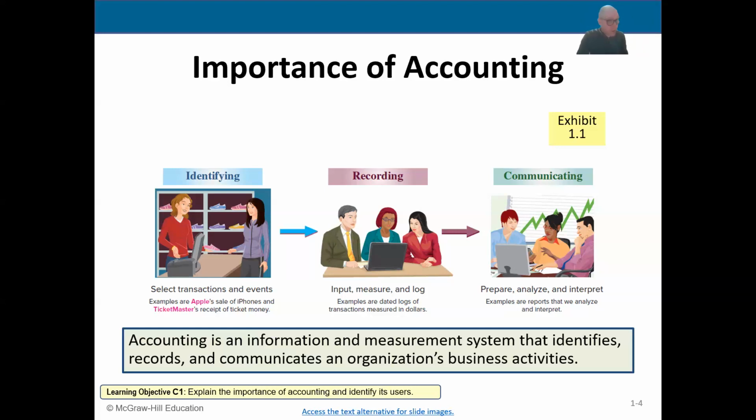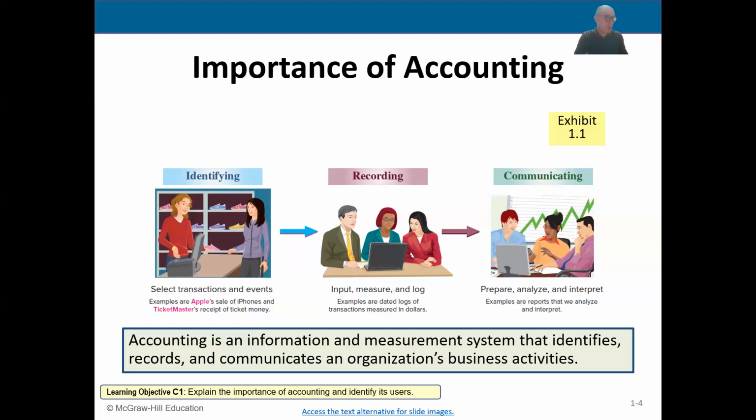Think about the last time you went shopping. You purchased an article of clothing, or maybe you went to the grocery store, or you went on Amazon, whatever. You purchased something. In that purchase, there was an exchange. Two things happened. You purchased a product, received the product, and you paid cash. Okay, that's a transaction.